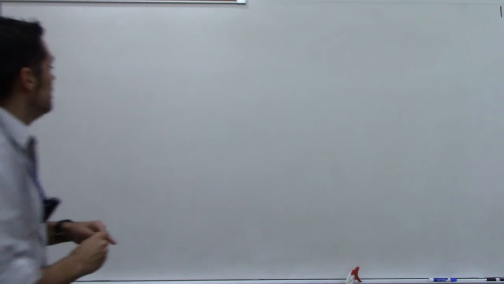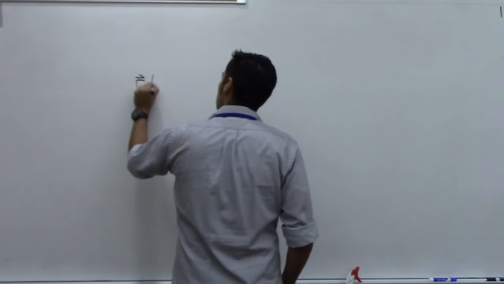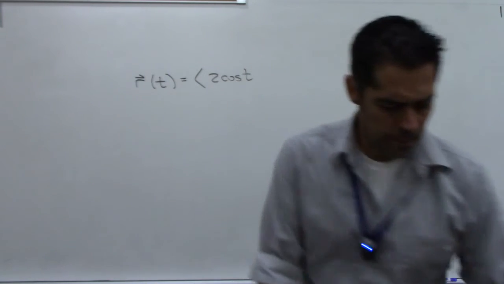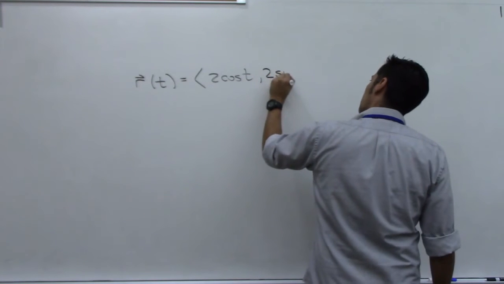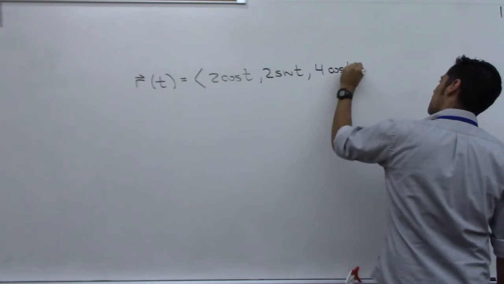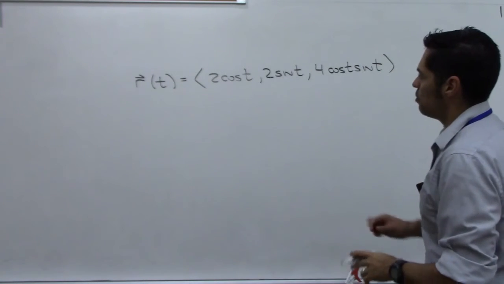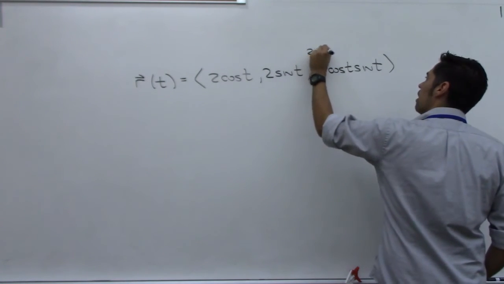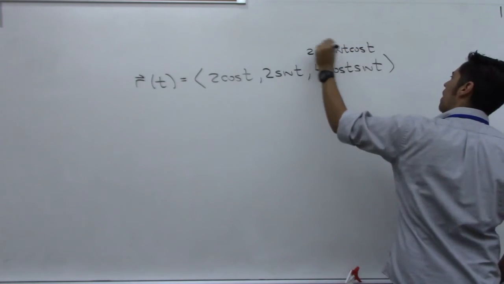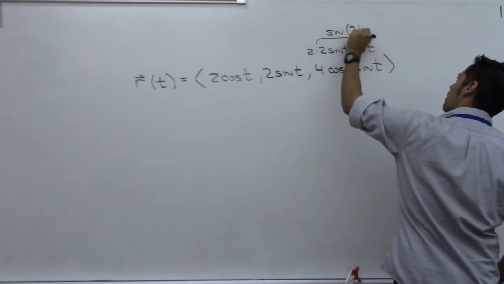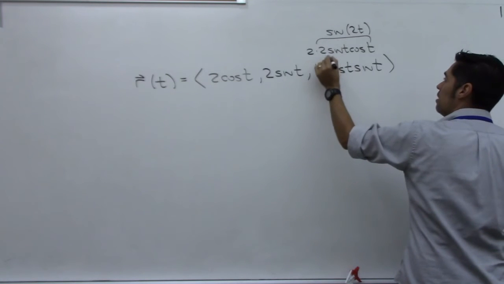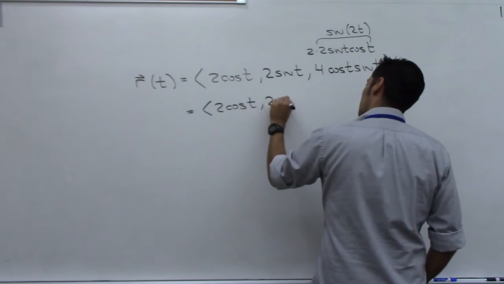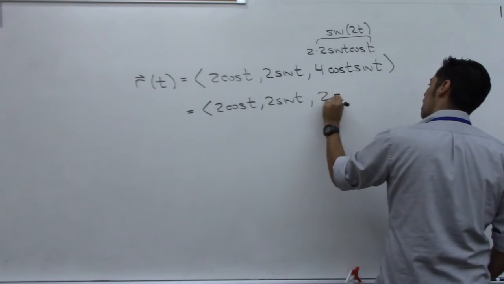Okay, I wanted to take a minute to talk about 28 again real quick. We had come up with 2 cosine t, 2 sine t, 4 cosine t sine t. And we said that this would draw the intersection of that cylinder with that weird surface. I want to point out that this right here is the same as 2 times 2 sine t cosine t, and from pre-calc, 2 sine t cosine t is sine 2t. So this is really just 2 cosine t, 2 sine t, and then 2 sine 2t.